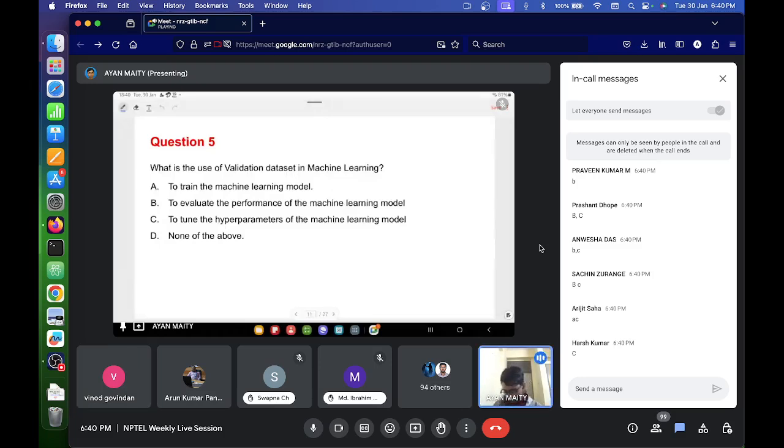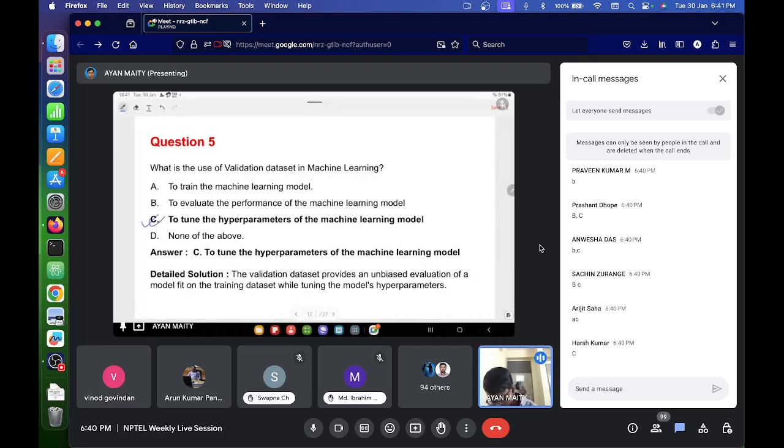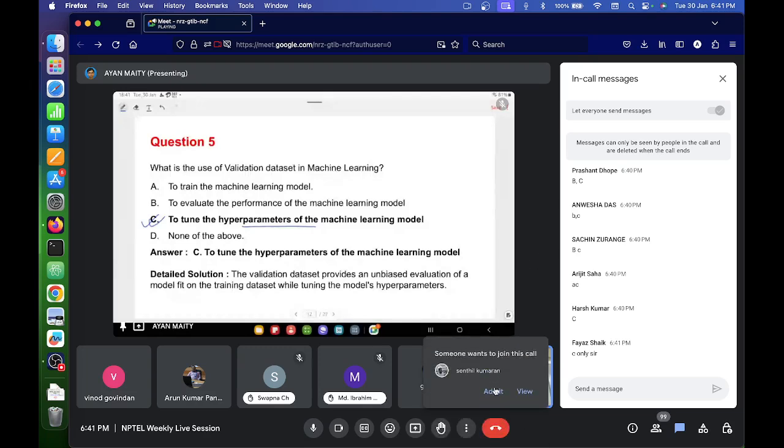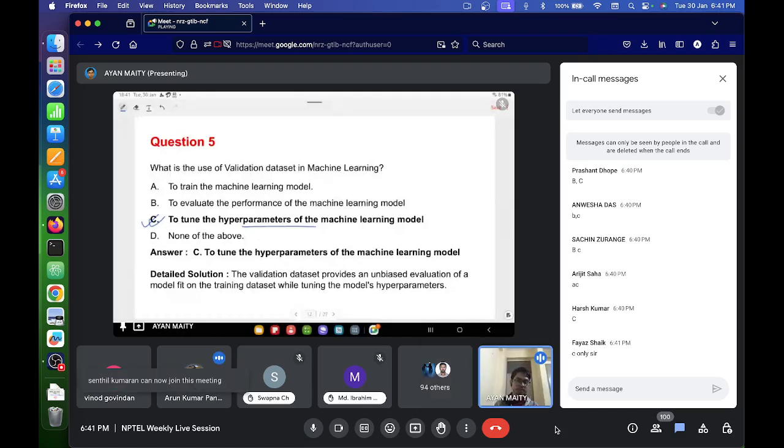The correct answer here is option C, to tune the hyperparameters of the machine learning model. In machine learning, generally we divide the dataset into three parts, sometimes also two parts: training and test dataset. But in several cases, we divide the dataset into three parts: training, validation, and test. The test dataset is to evaluate the performance of your machine learning model. How good is it on unseen data? So the test dataset is used for that.